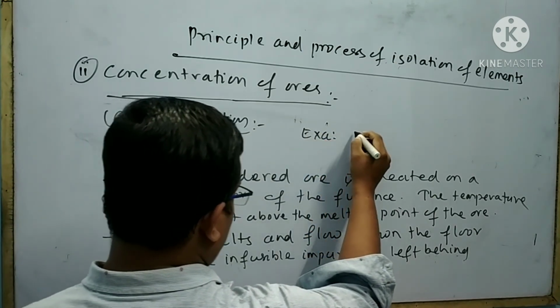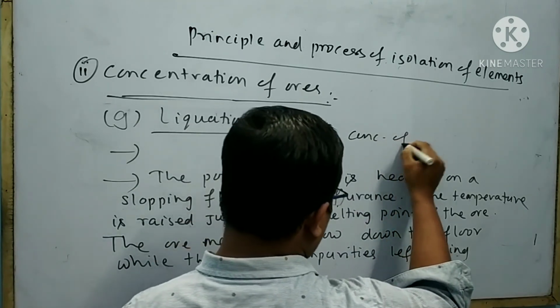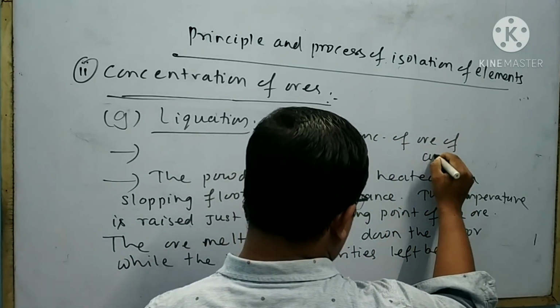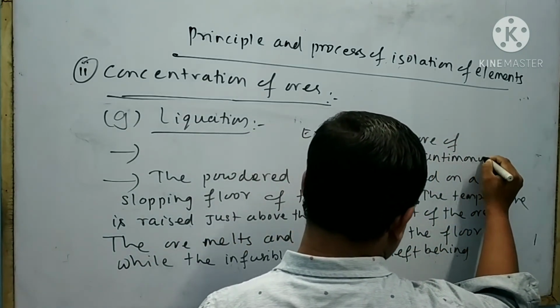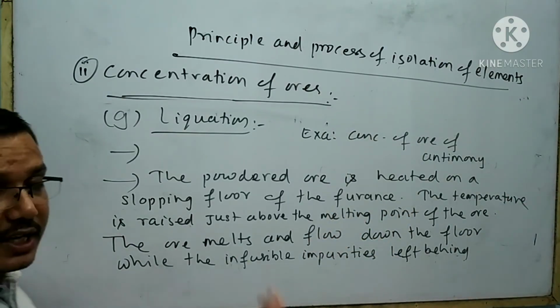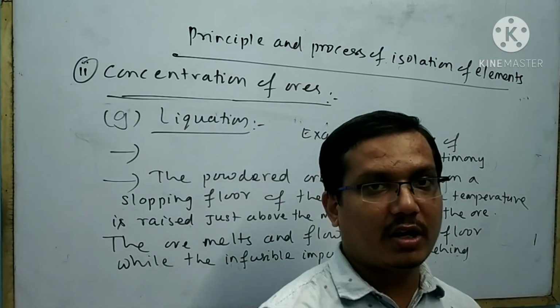Example is concentration of ore of antimony. These are the different methods for the concentration of ore.